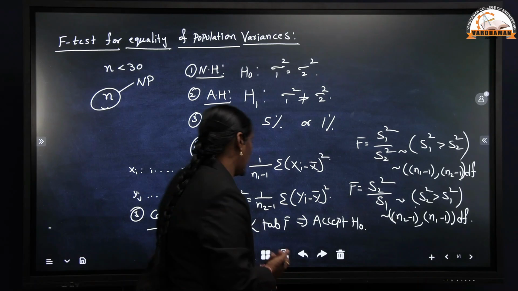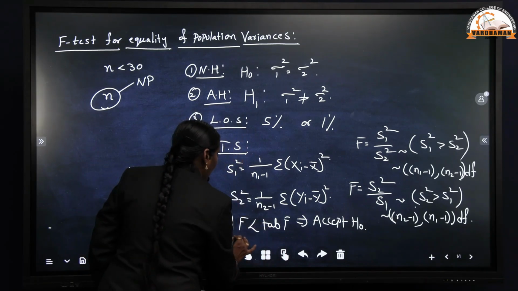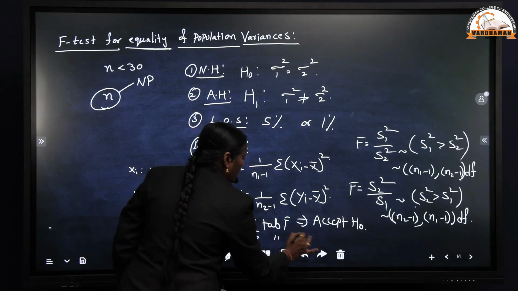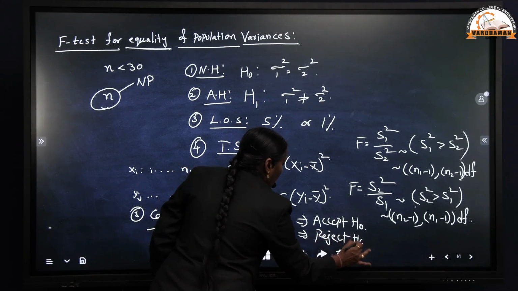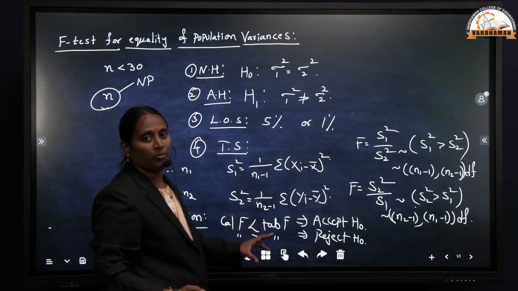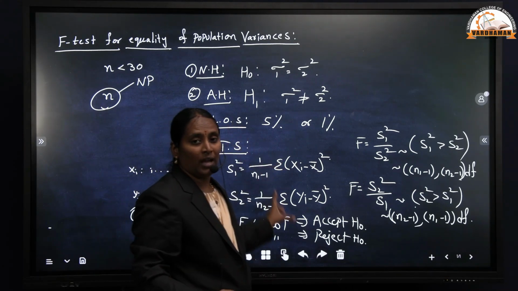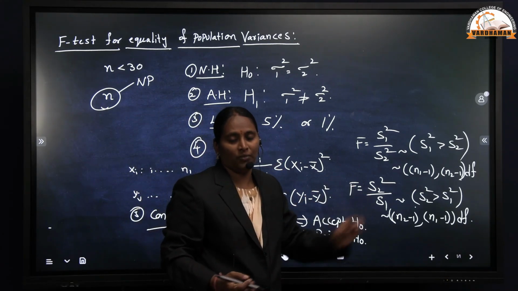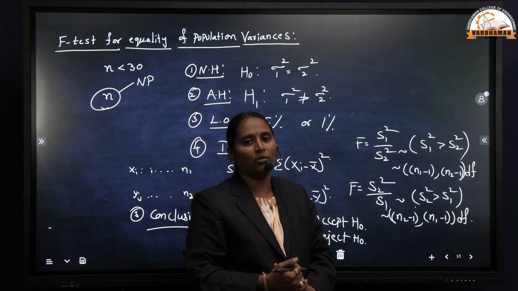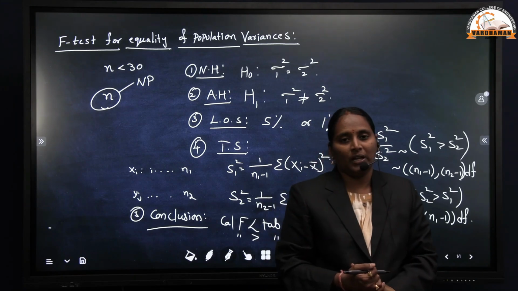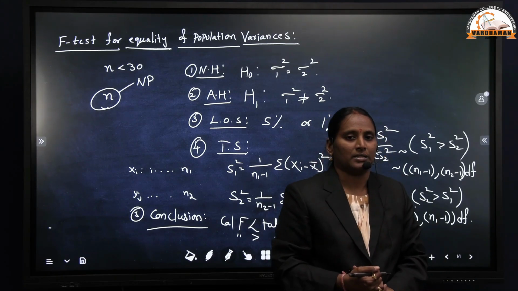In any case, if the calculated value of F is greater than the tabulated value of F, we have to reject H naught. When we reject H naught in any given problem, it means that we conclude there is a significant difference in the given data. In this way we conclude the procedure of F test for equality of population variances.